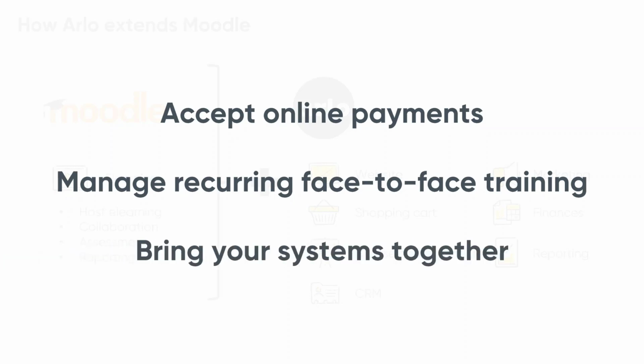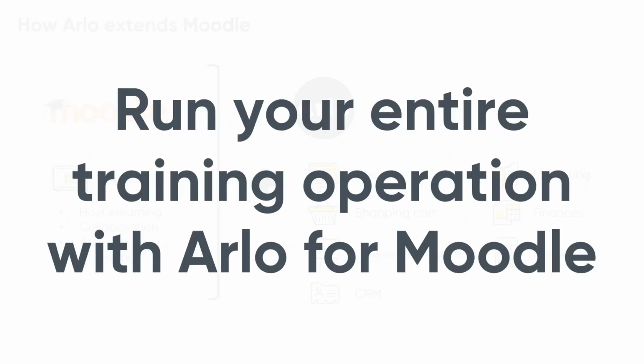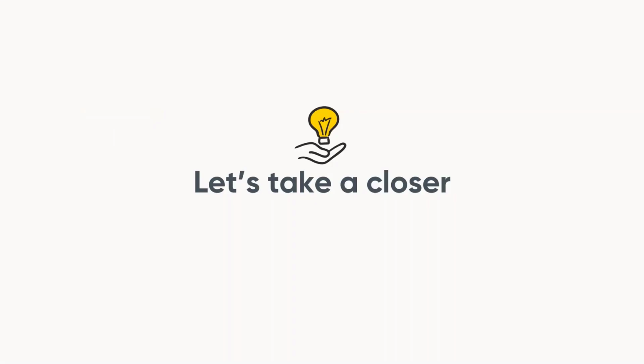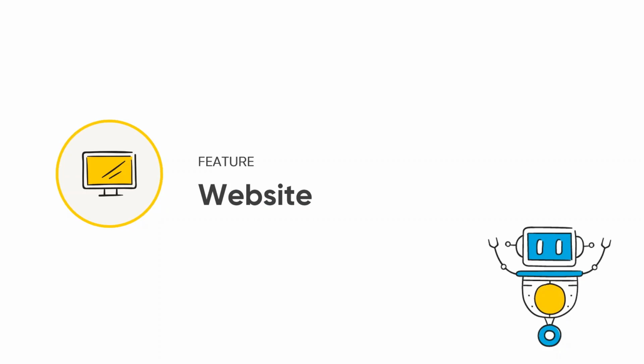We've talked about Moodle and we've talked about Arlo, but there are other systems that you obviously use in your business, like your accounting system or your LMS or your website system. Arlo sits in the middle of these and helps data flow. So we're really confident that you're going to be able to run your entire training operation with Arlo and Moodle. We've obviously got 7 or 8 minutes left here, so let's drill into each of those areas and I'll give you a little taste of what we're talking about. All right, so you want to sell your training.